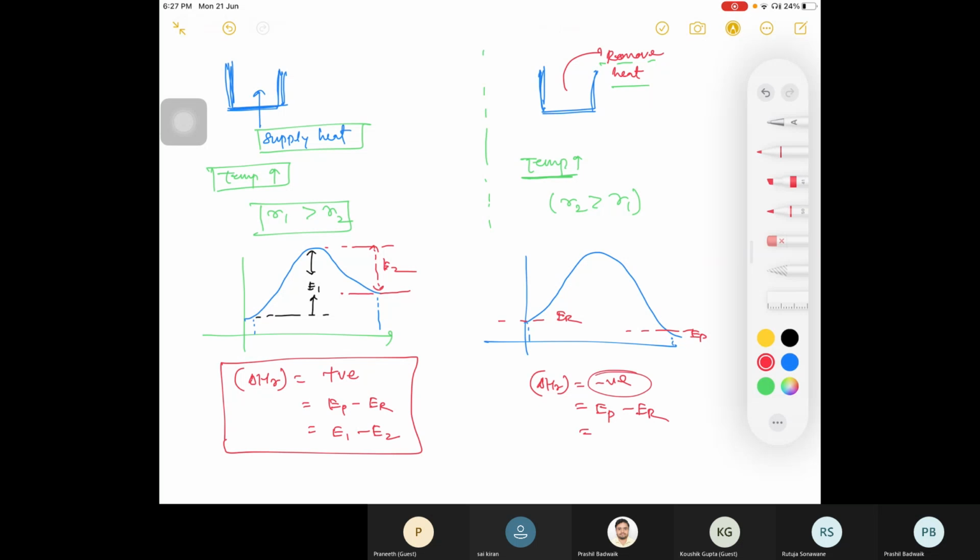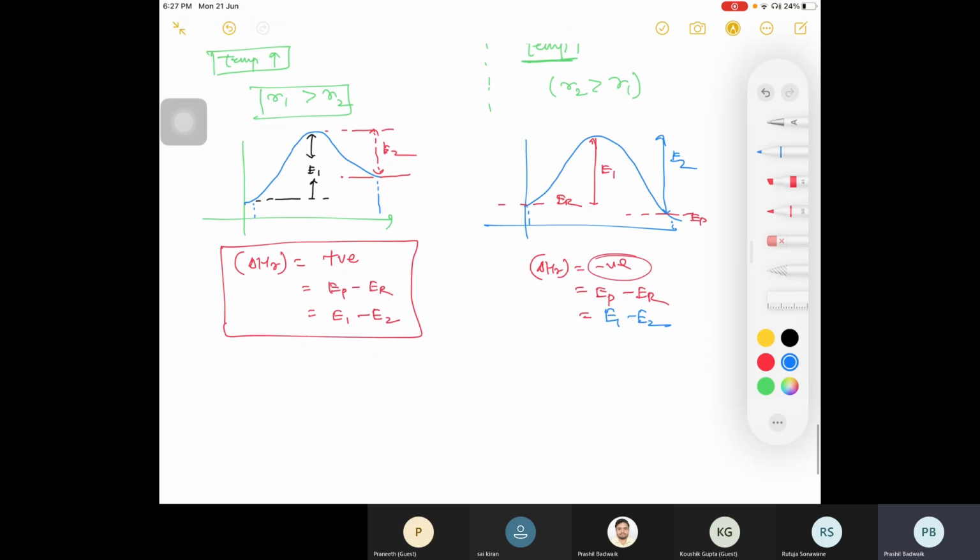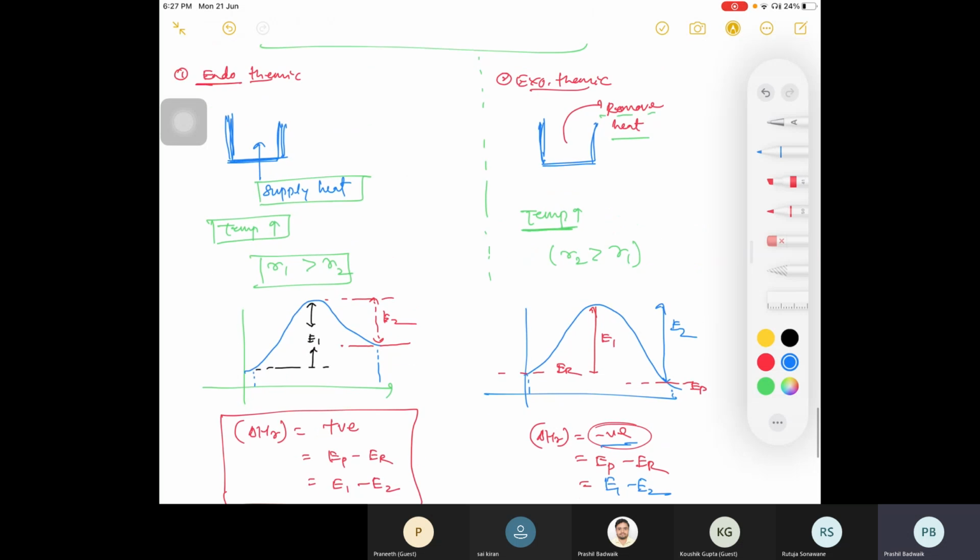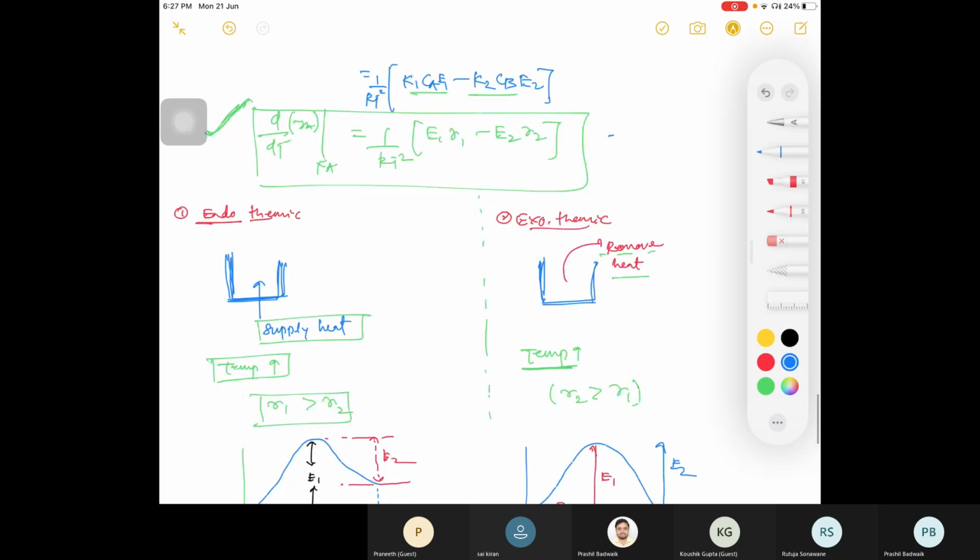Second is based on your activation energy. This is your E1 and this is your E2. So if you do E1 minus E2, what will you get? That is negative. So this was the exothermic case, and before that the endothermic case. Now please apply this concept here.